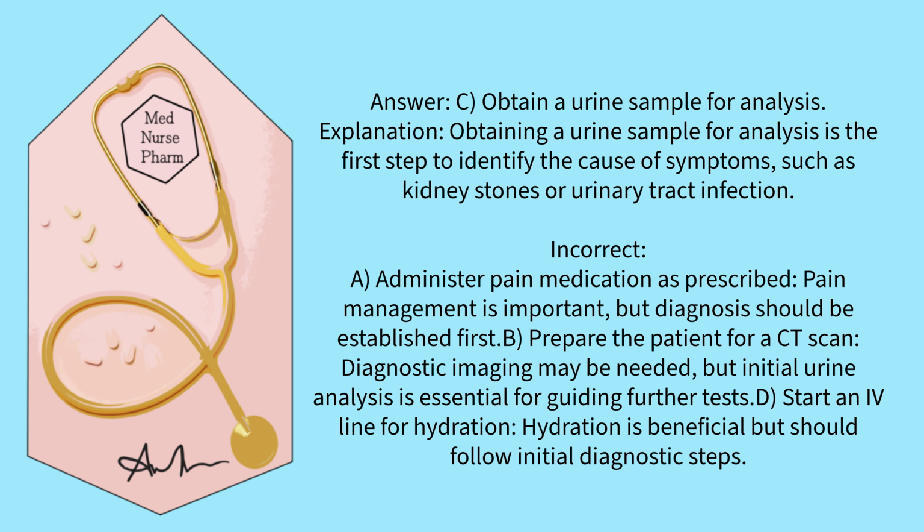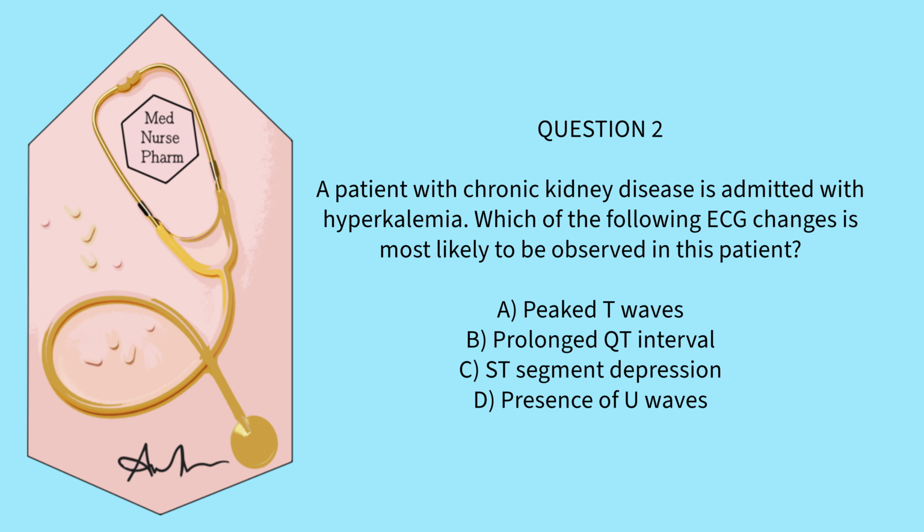If you chose option C, you are correct. Obtain a urine sample for analysis. Obtaining a urine sample for analysis is the first step to identify the cause of symptoms such as kidney stones or urinary tract infections.